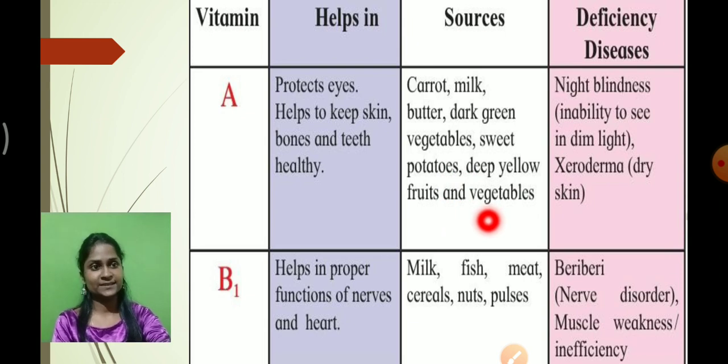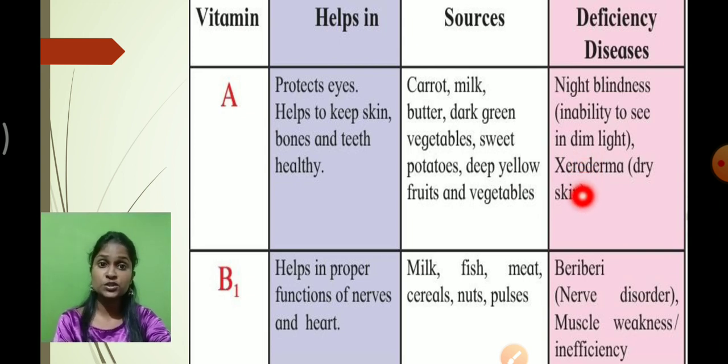vegetables, etc. If anybody has a deficiency of vitamin A, then the person might suffer from night blindness. What do you mean by night blindness? That person cannot see in dim light at all. So night blindness is what a person might suffer because of the deficiency of vitamin A. Even the person might suffer from xeroderma. What do you mean by xeroderma? Xeroderma means the condition where the skin becomes very dry.